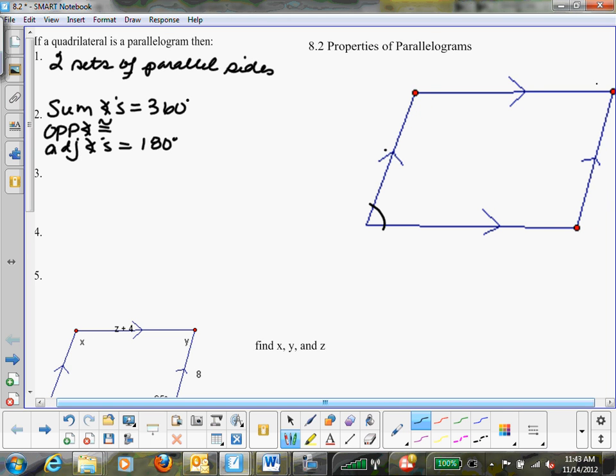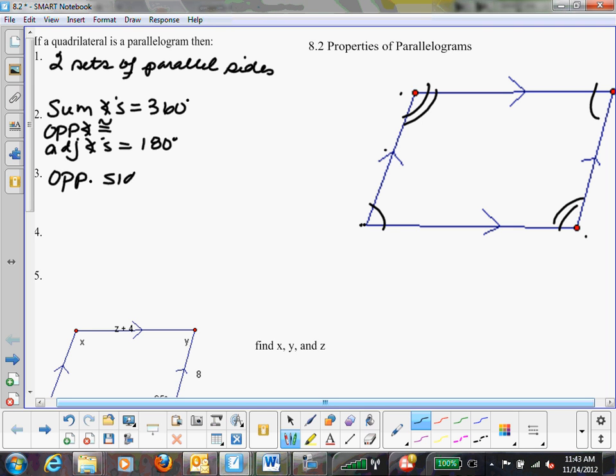So basically I'm saying this angle and this angle are congruent, and these two are congruent. And by adjacent, we're talking next to, correct? So angles that are next to each other, so this one down here and this one up here will equal 180, or this one over here and this one over here will equal 180. Okay? Does that make sense? All right.